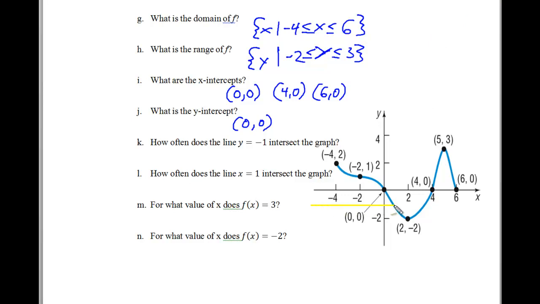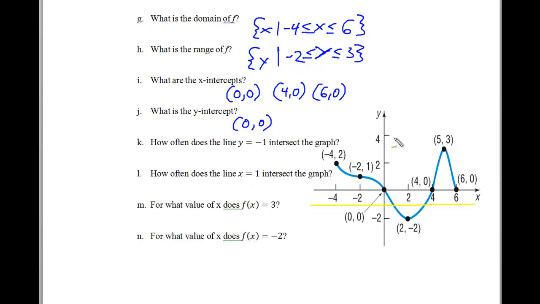And pow, it hits that once right there. And pow, it hits that twice right there and keeps on going. So the answer to that question is going to be twice. Now, how often does the line x equals 1 intersect the graph?